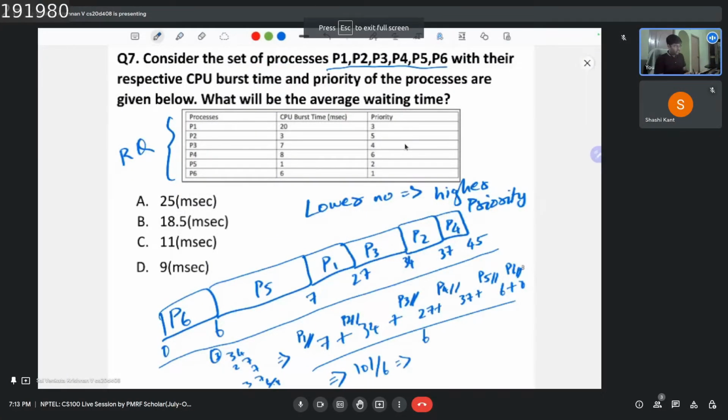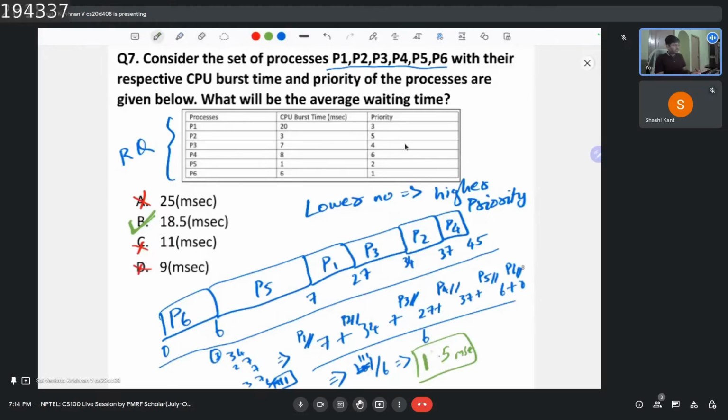Right, so the sum is 111, so 111 divided by 6. Okay, so that is around 18 point something. So out of these four options, option B is the correct answer, the other options are wrong. So this is what the Gantt chart for the priority scheduling algorithm looks like, and this is the average waiting time, 18.5 milliseconds. So this is the correct answer.